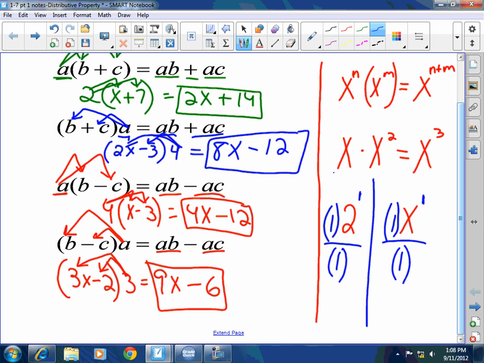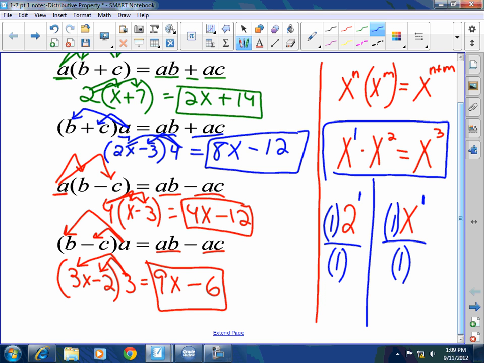So in this particular case here, x times x squared, many of you may say, but Mr. Morrow, there is no exponent for the x. Yes, there is. It's just an invisible 1. So you keep the variable x, and what's 1 plus 2? It's 3. So x cubed.